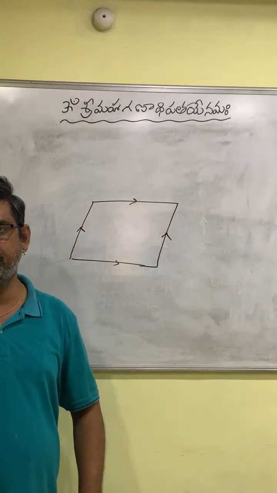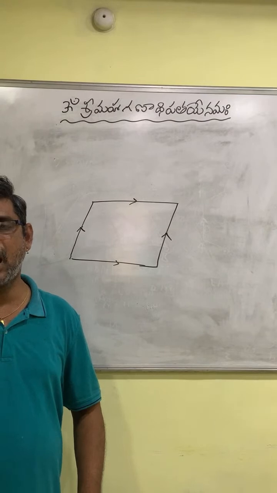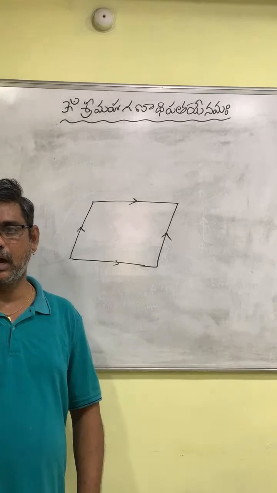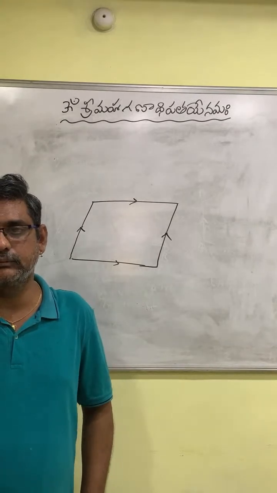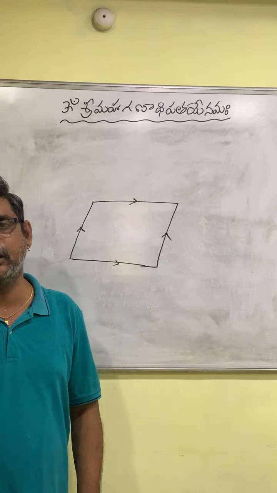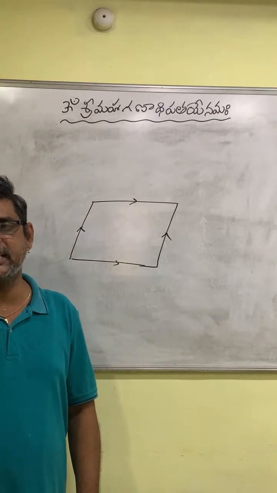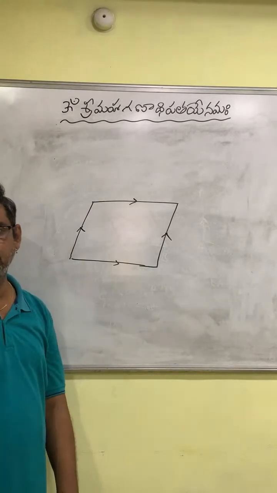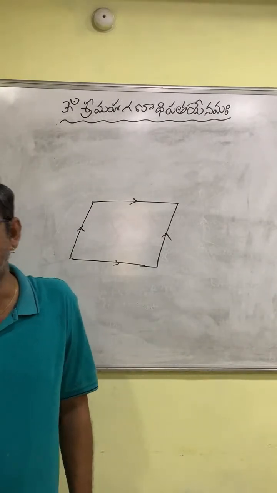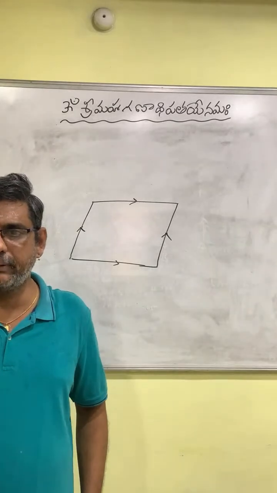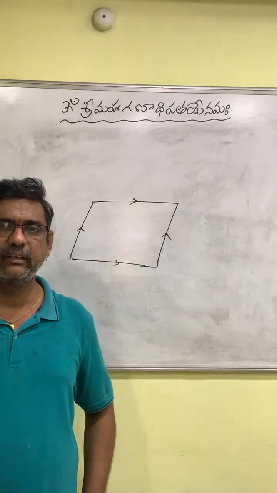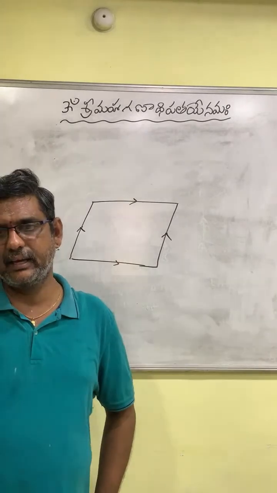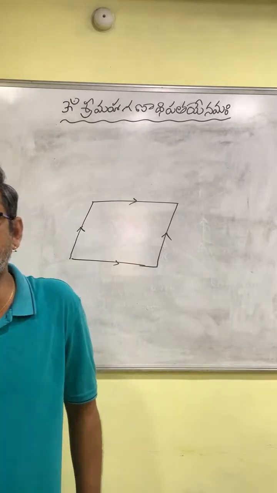Trapezium: only one pair of opposite sides are parallel. But whereas in parallelogram, both pairs of opposite sides are parallel. Equal kaadu. Trapezium lo only one pair of opposite sides equal kaadu. Darsh, wrong. Parallel. నేను ఎక్కడైనా ఈక్వల్ అనే మాట మాట్లాడానా? I did not talk.